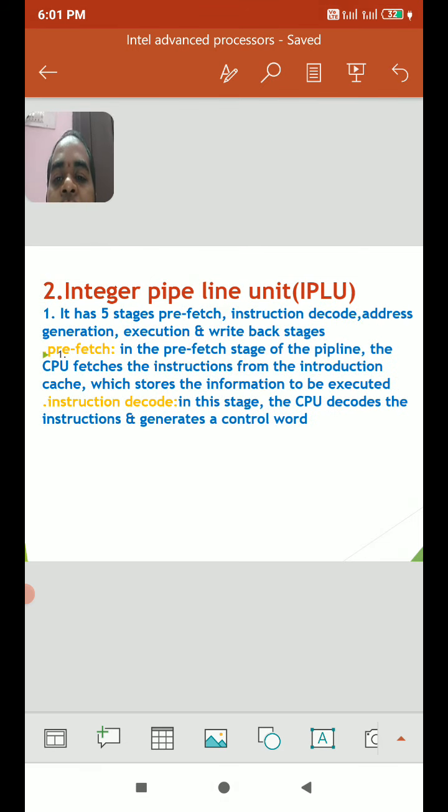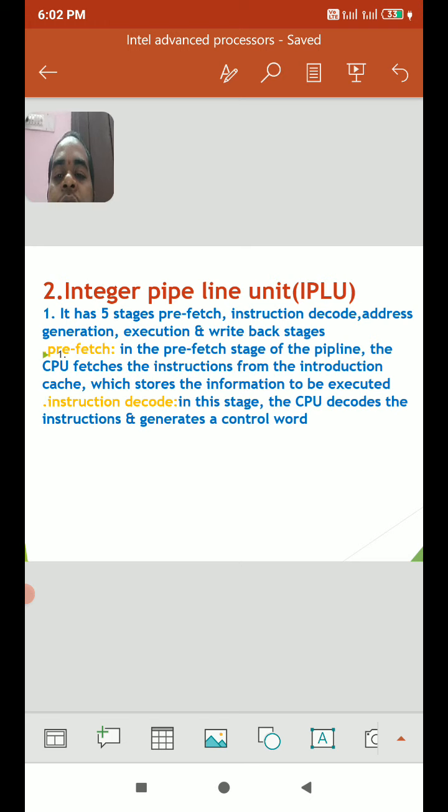So what is meant by prefetch? In the prefetch stage of the pipeline, the CPU fetches the instruction from the instruction cache, which stores the information to be executed. That means prefetch, we are fetching beforehand. So the CPU fetches the instruction from the code cache. Before fetching, we can store that information in the code cache.